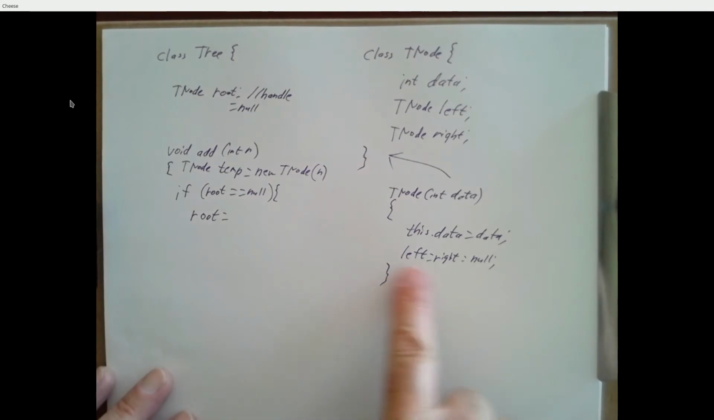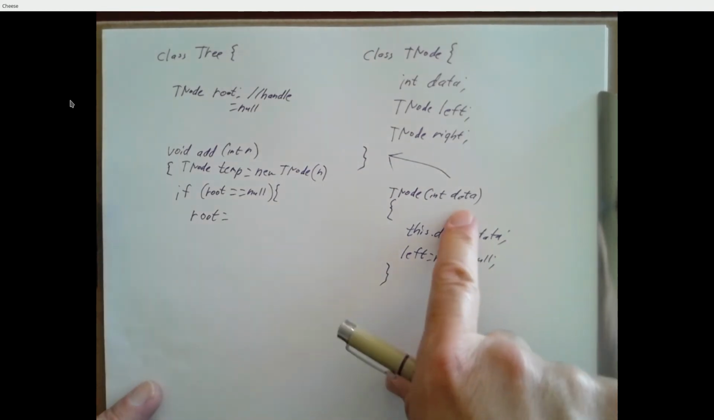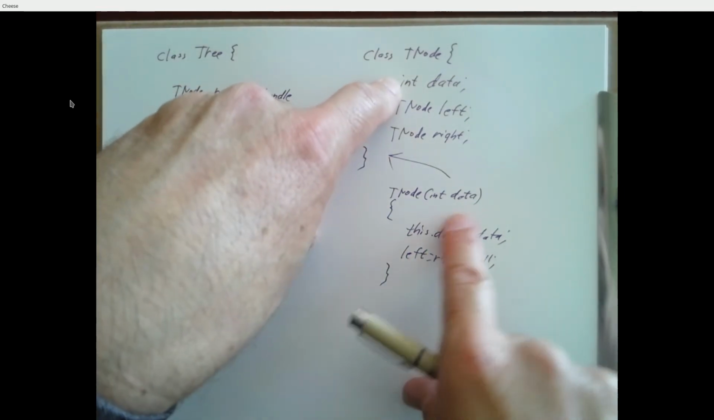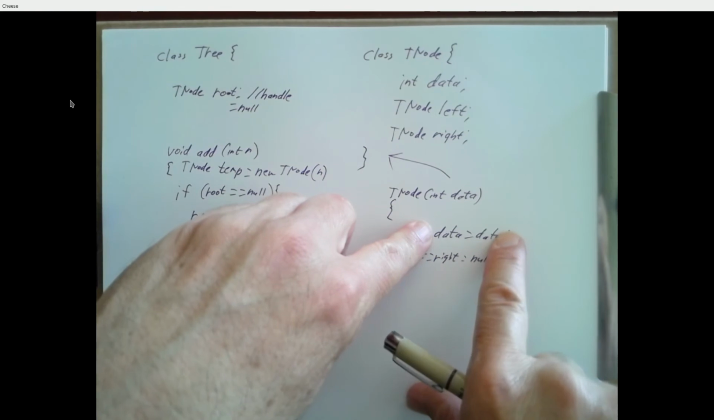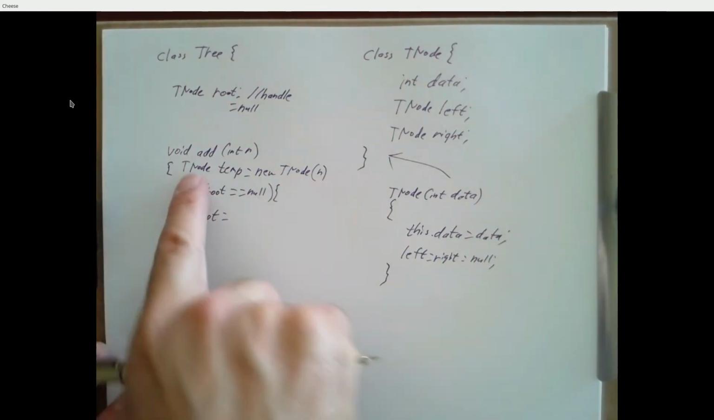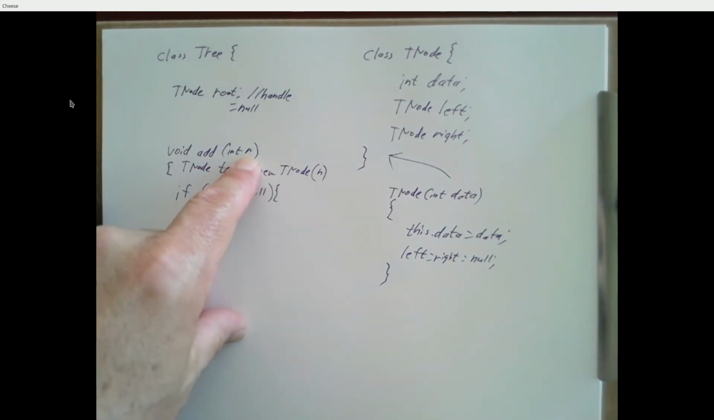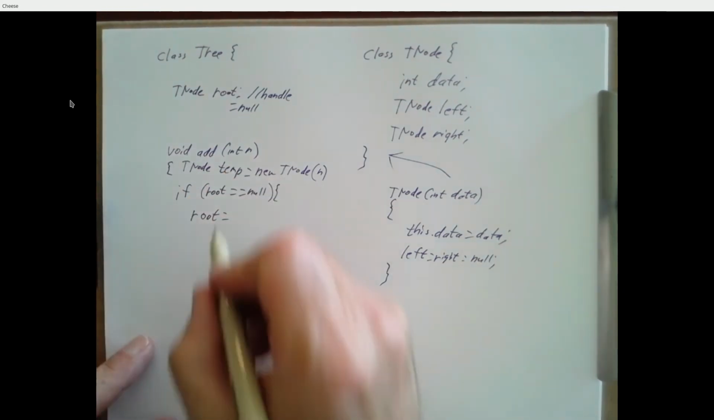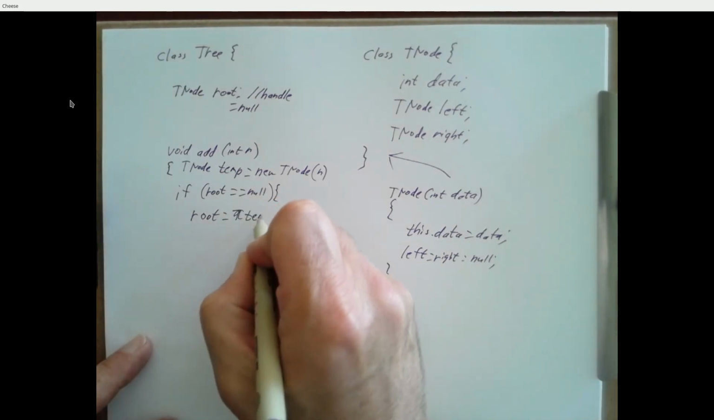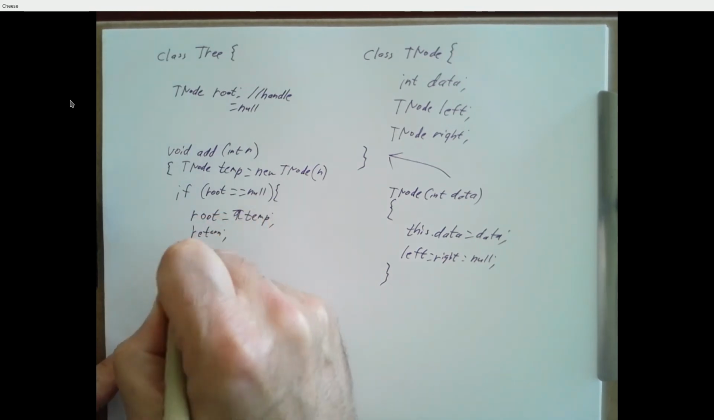Don't have to say this.left, this.right, because there's no ambiguity. But if we call this data, we've got to say this.data to mean this data. If we call this dat, we can just say data equals dat. No ambiguity. All right, so this creates a new node whose data value is n, whose left and right children are null. If the root is null, root equals temp, return. We're done.